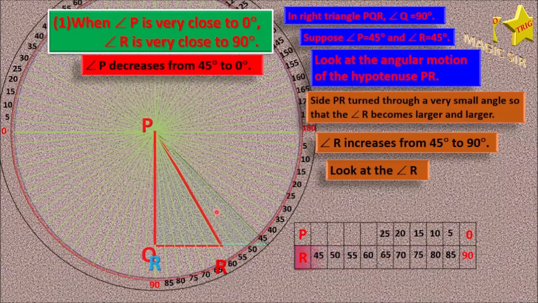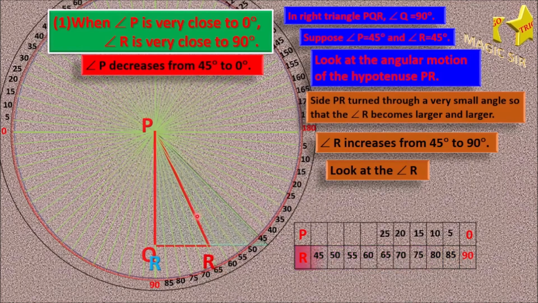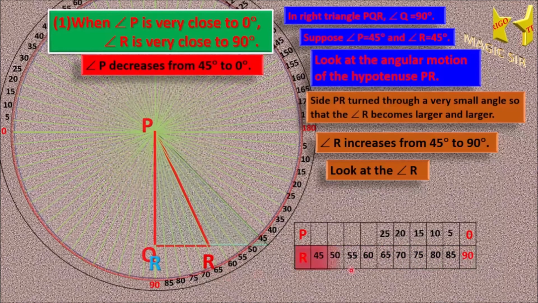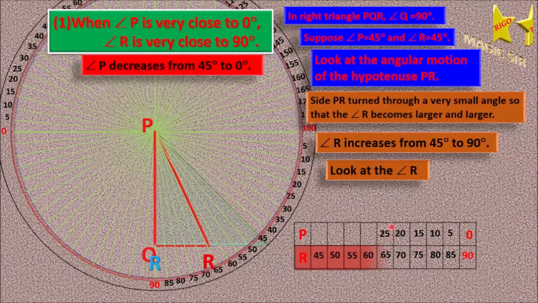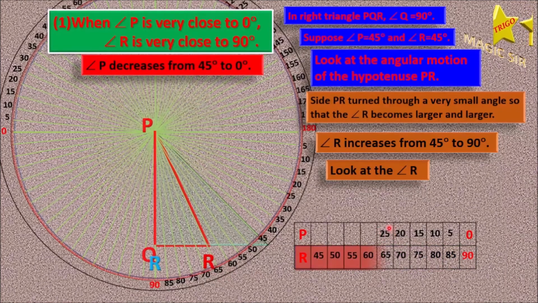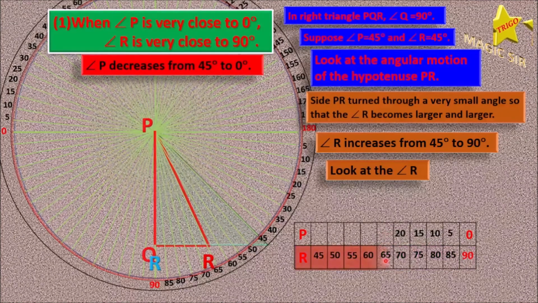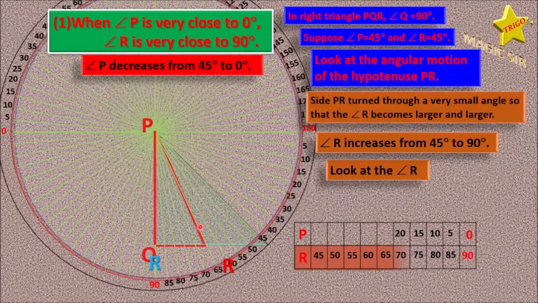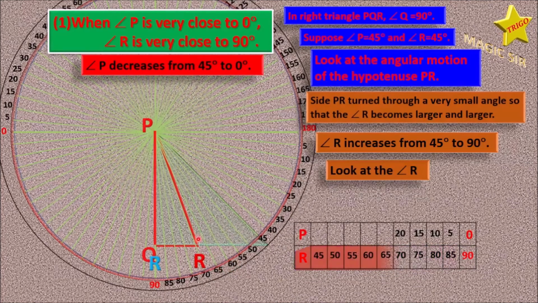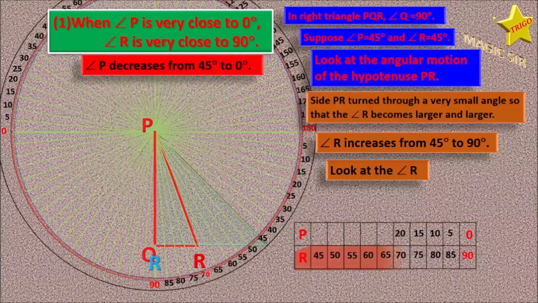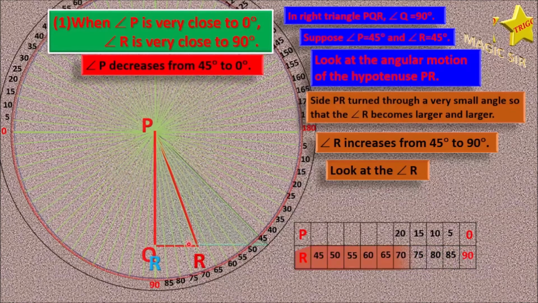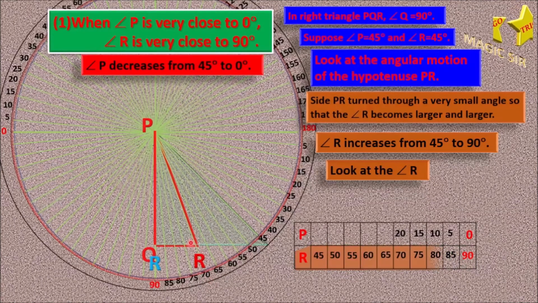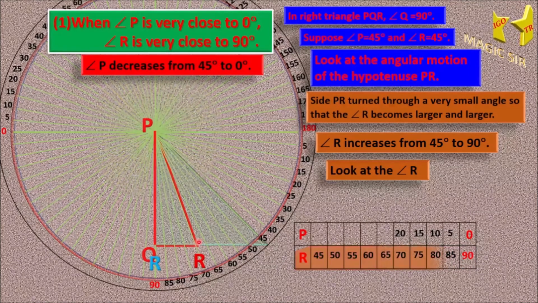Again, look at the angular motion of PR. Angle R becomes larger and larger. Angle R is 65 degree and angle P is 25 degree. Again, see the animation. Angle R is 70 degree and angle P is 20.